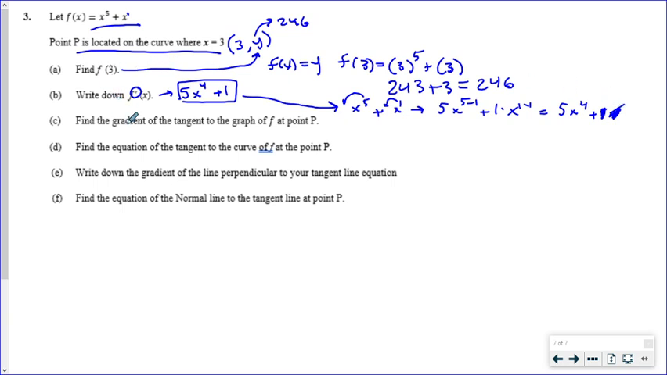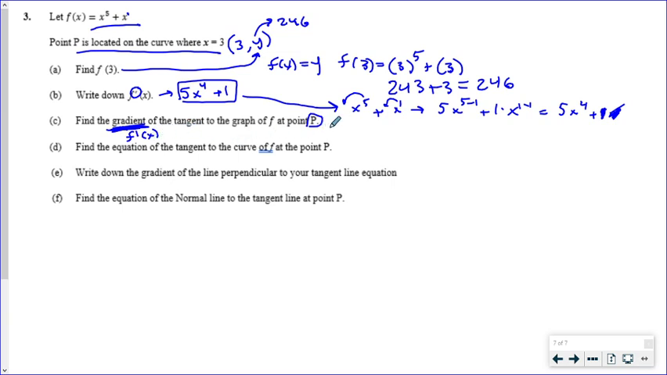Now here's the part y'all get confused about. Find the gradient of the tangent line. The gradient. This means derivative. So when I'm looking for the gradient, we're always going back to the derivative. If you see this word gradient, think derivative. So it says find the gradient of the tangent to the graph of f, because this is the derivative of f. That's what this means at point P. So at point P, we need our x value. That's what's going to give us the gradient.